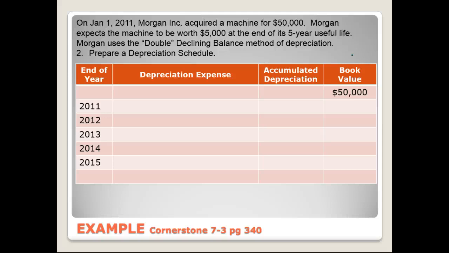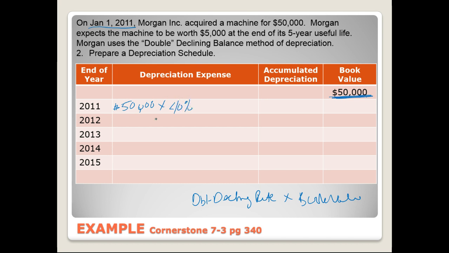So for 2011, what would be the depreciation expense? Well, if you remember, depreciation expense equals the double declining balance rate times exactly the book value. So what's the book value at the beginning of 2011? Well, it's the total cost, remember? On the purchase date, total book value is the total cost. So it'll be the total book value times the double declining balance rate, which was 40%. What's 40% of $50,000? It'd be $20,000. $20,000 of depreciation expense for the first year.